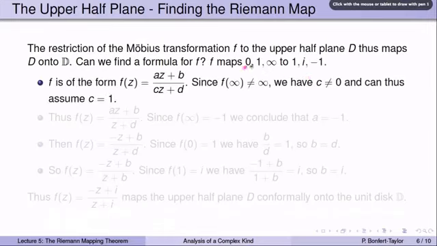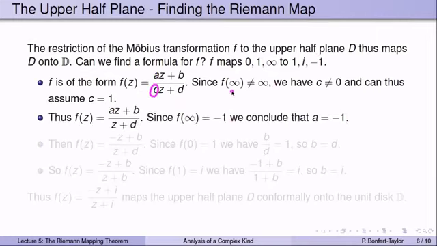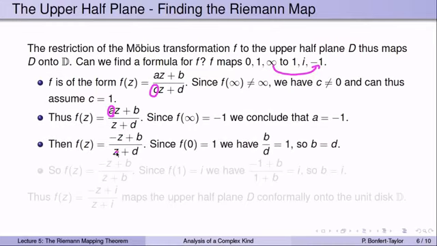f is to map 0 to 1, 1 to i, and infinity to negative 1. f is a Mobius transformation. It has to be of the form (az plus b) over (cz plus d). Since f does not map infinity to infinity, we know that this number c is not equal to 0, and therefore we can assume it is equal to 1. So f has the form (az plus b) over (z plus d). Since f does map infinity to negative 1, we need a to be negative 1. Therefore, f is of the form (minus z plus b) over (z plus d).